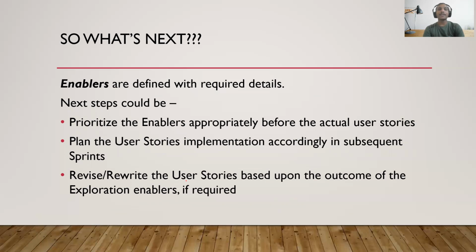The same way, we need to plan the user stories' implementation accordingly in the subsequent sprints. Once we know in which sprints we are prioritizing the enablers, we can plan the actual user stories in the subsequent sprints. And sometimes, based upon the exploration, the feedback we receive, or the POC we did, based upon the options we choose from the outcome of the enablers, we might want to revise or rewrite the user stories based on these outcomes and the feedback we gather once the exploration, research, or experimentation is done from the enablers perspective.